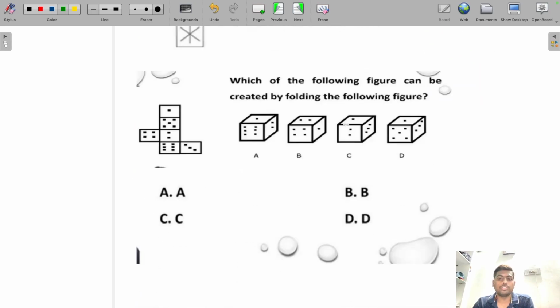Now coming to the next question. Again, which of the following figures can be created? You remember this one. If you see here, 1 and 2 will be opposite.